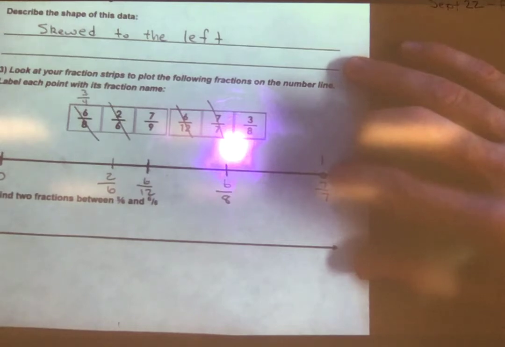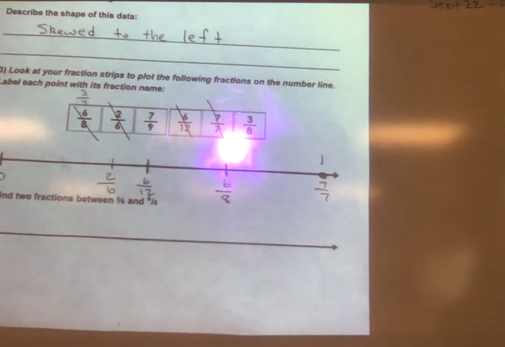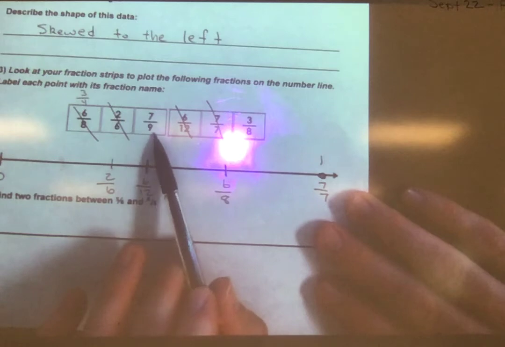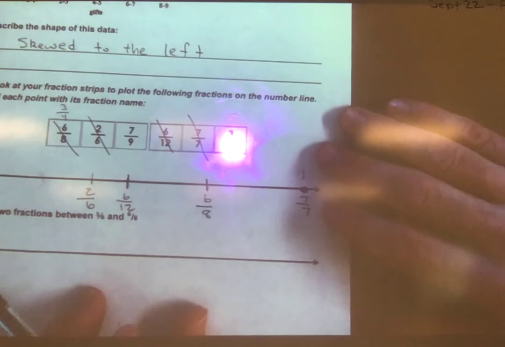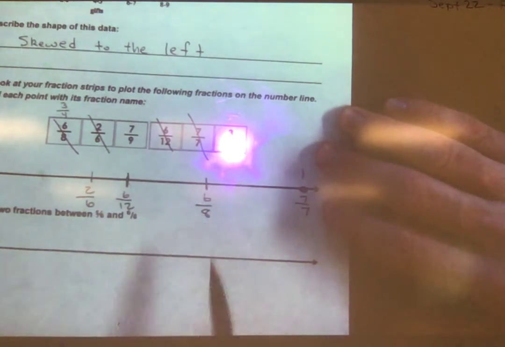So I'm left with 2 more, 7/9 and 3/8. And these get a little bit tougher because they're close to a couple of things that we have here. So let's start with 7/9. I know 7/9 is greater than a half, excuse me, and it's getting kind of close to 1. All right, so I know it's going to be above half. Now my key here is, is it greater than 6/8 or not?